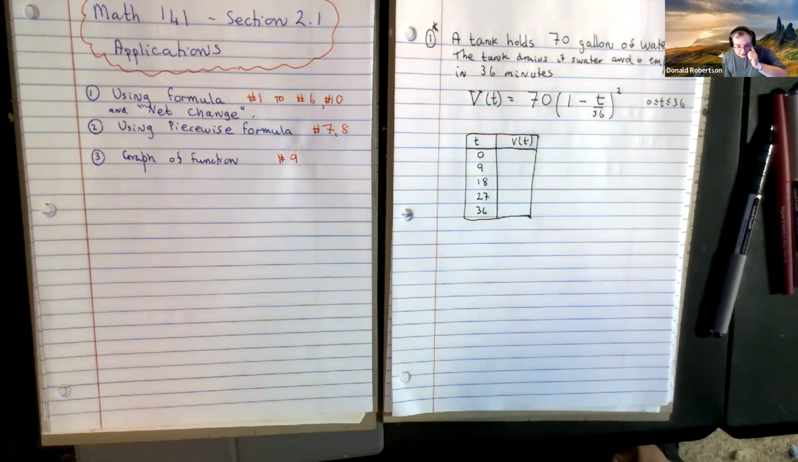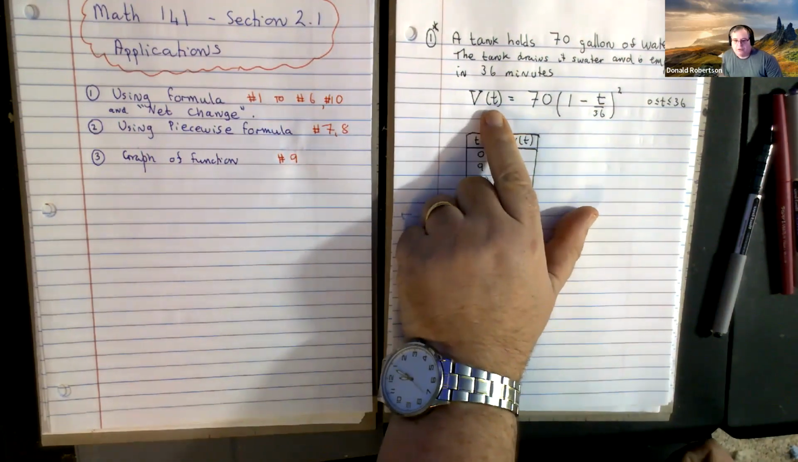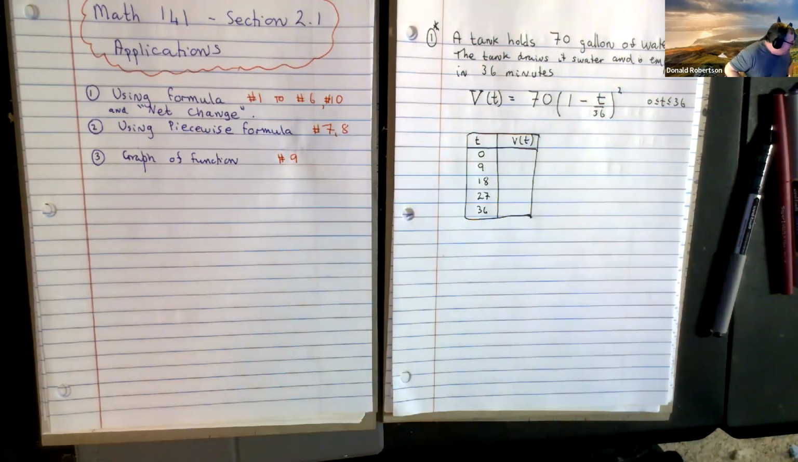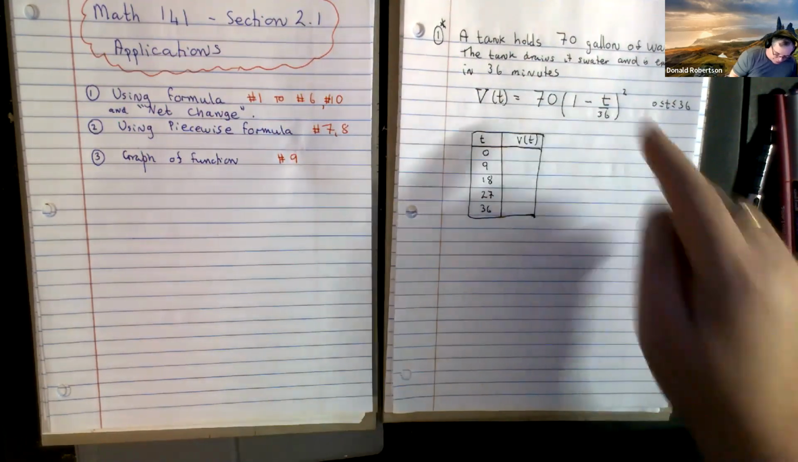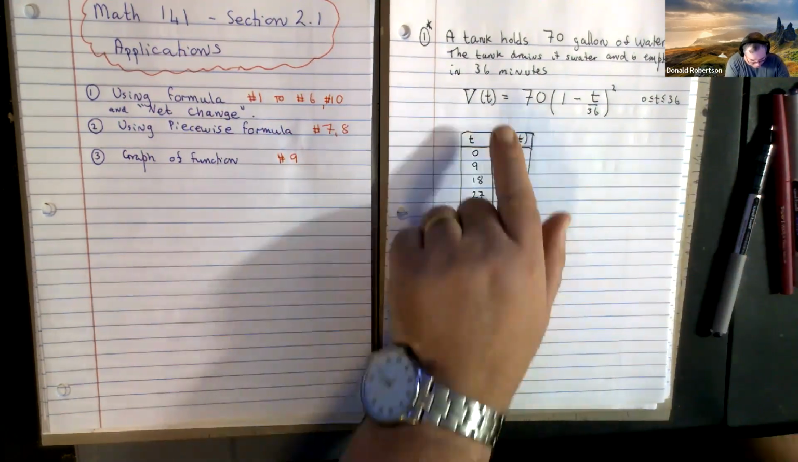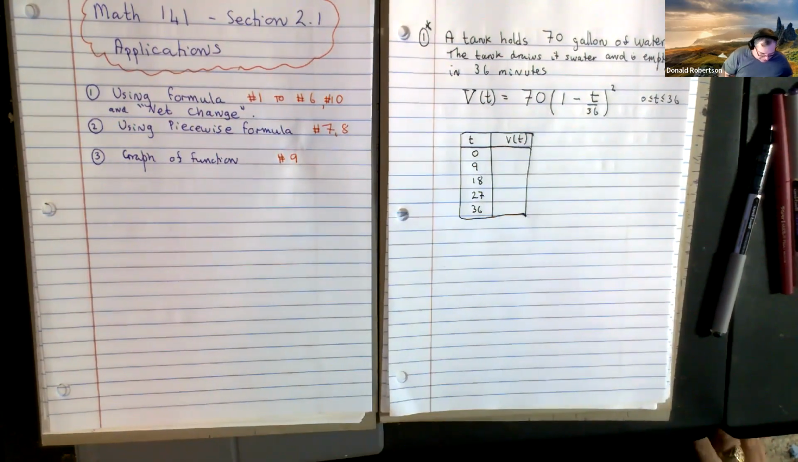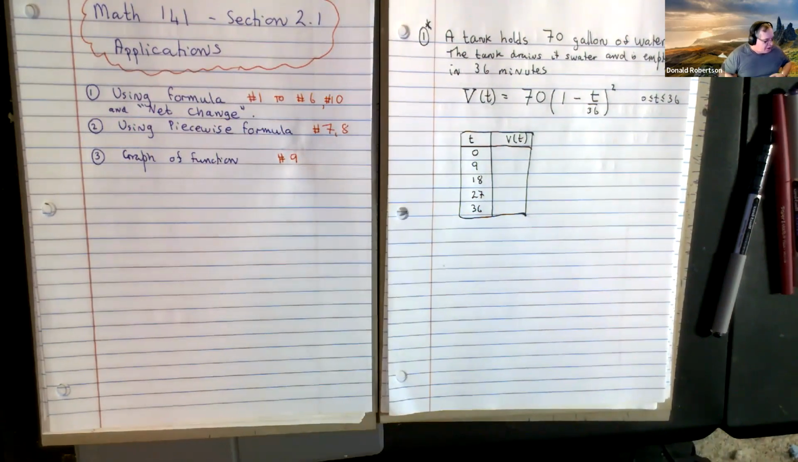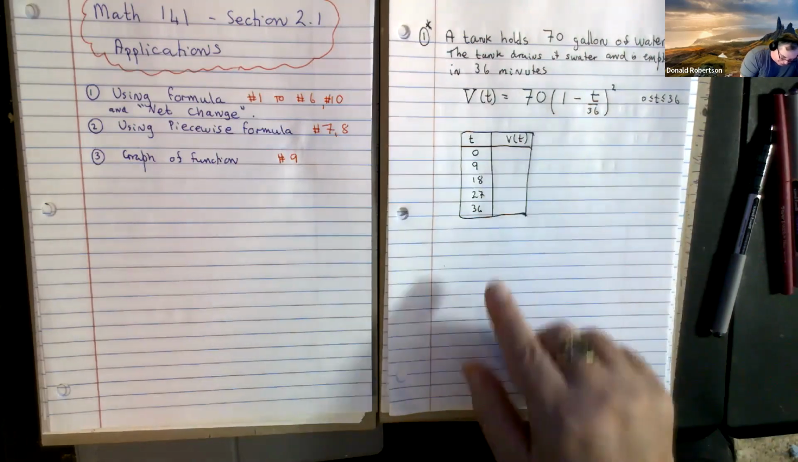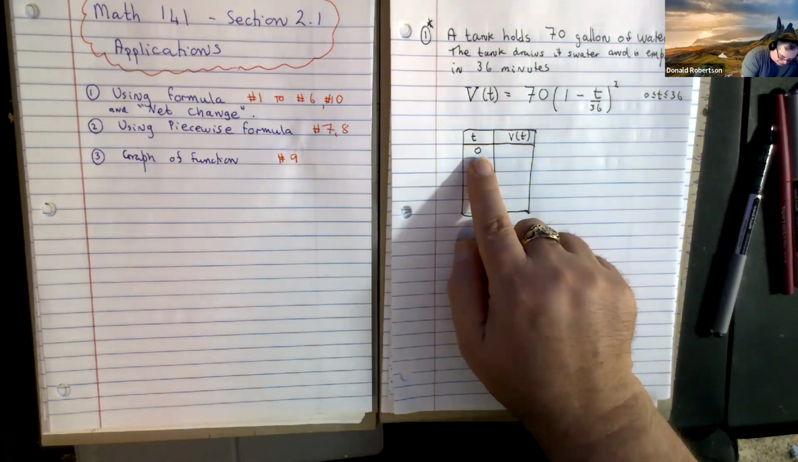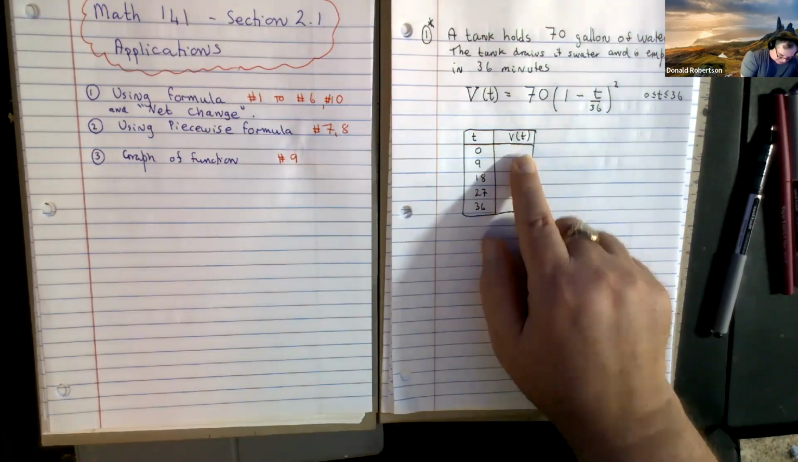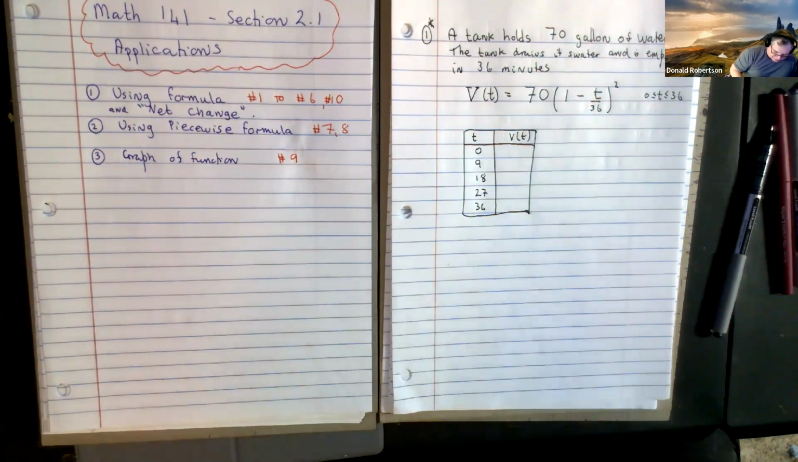And there's a guy called Torricelli who created this formula that would allow us to predict what volume would be left in this tank at any given minute t. And one of the questions that we have to do is to fill in this table, which is basically how much is left at 0, the beginning, how much is left at the end, and some snapshots in between.